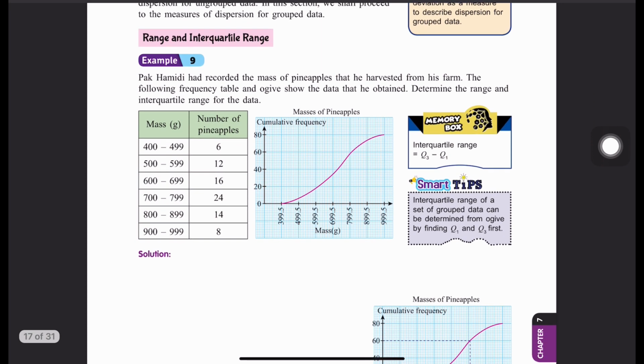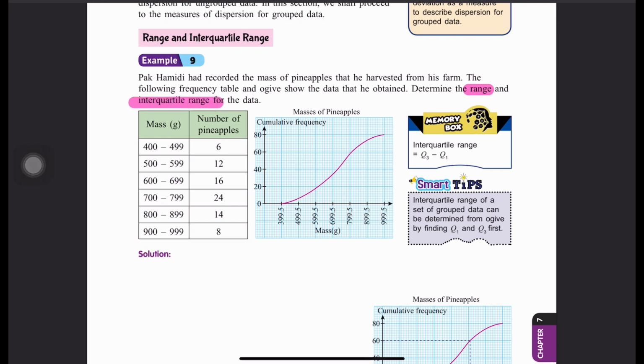So look at example 9. Pak Hamidi had recorded the mass of pineapples that he harvested from his farm. The following frequency table and ogive show the data that he obtained. Determine the range and interquartile range for the data. We have a frequency table and this is the ogive. He wants us to calculate first the range, and then the interquartile range.